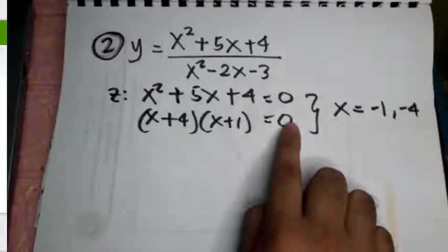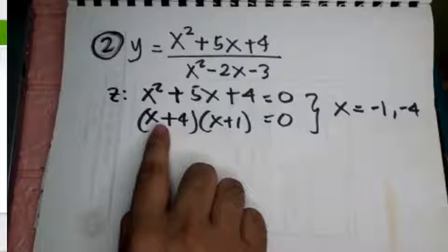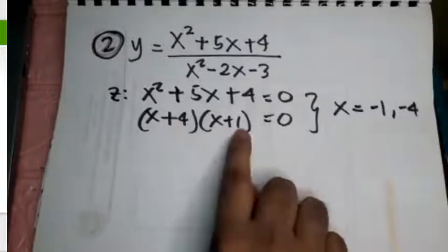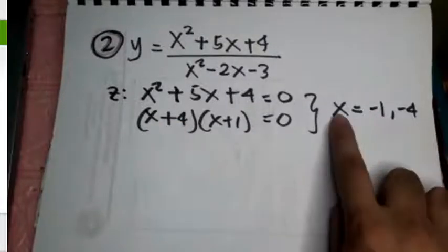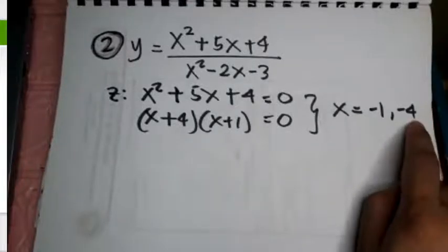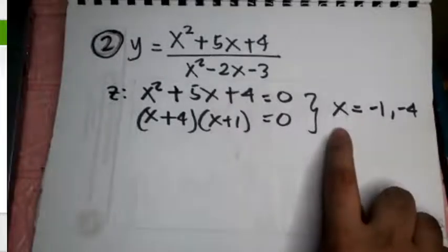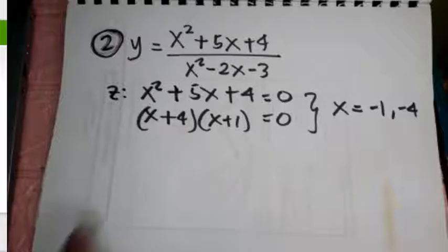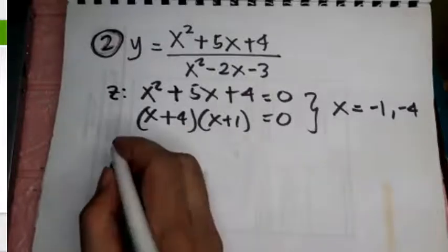So, just like this, we can verify. If you put negative 1 to the other side, x plus 1. If you put negative 4 to the other side, x plus 4. So, that is here. Okay? Those are zeros. How about the holes?